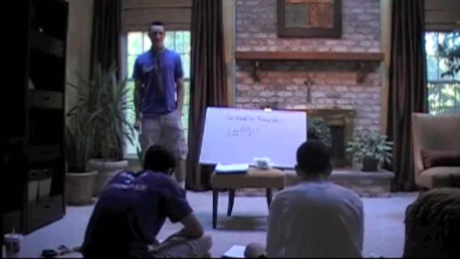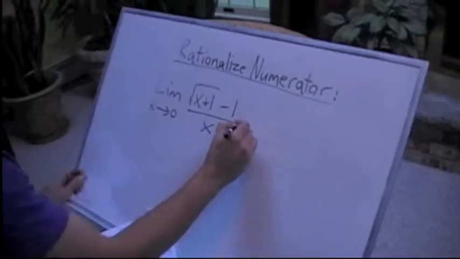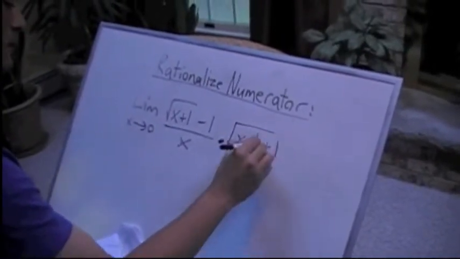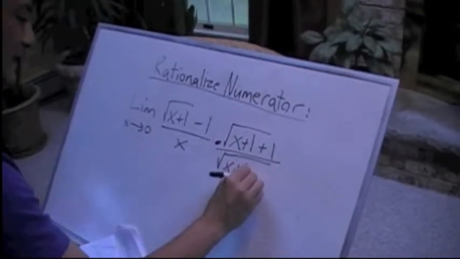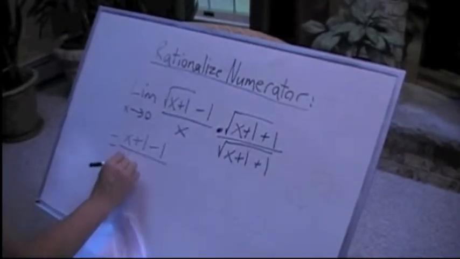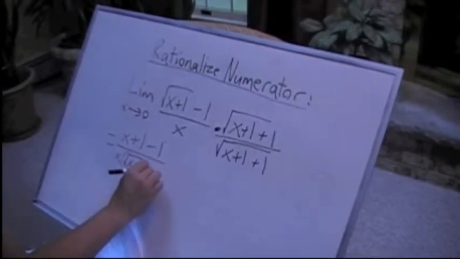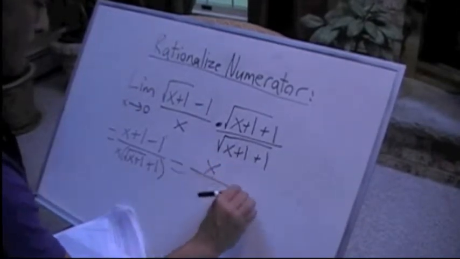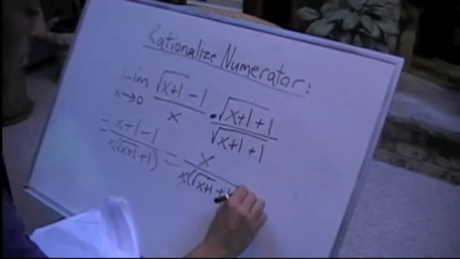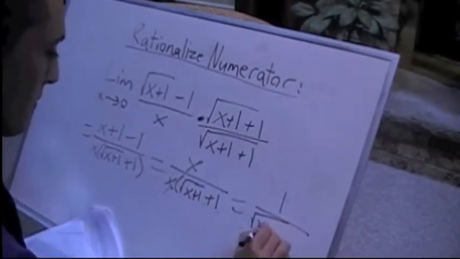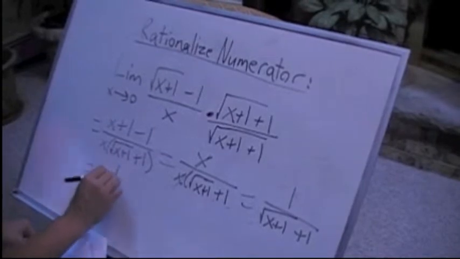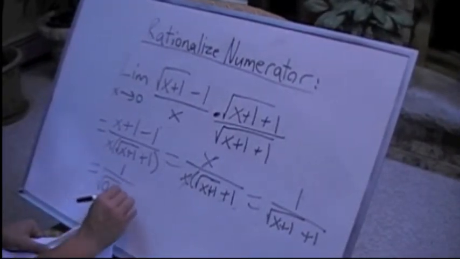To solve this problem, you must rationalize the numerator. So you multiply by the conjugate. Now plug in 0.